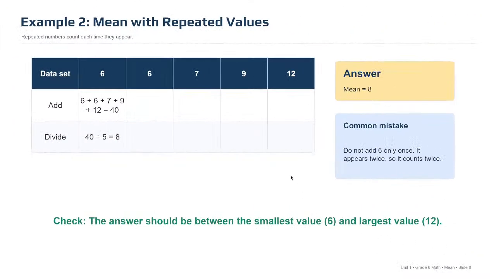Okay, mean with some repeated values. As you can see, repeated numbers count each time they appear. Data set 6, 6, 7, 9, 4. You have to add all of them together, 6 plus 6, 7, 9, 4, which is 40. And then 40 divided by 5, that's 1, 2, 3, 4, 5, is 8. So the mean is 8.